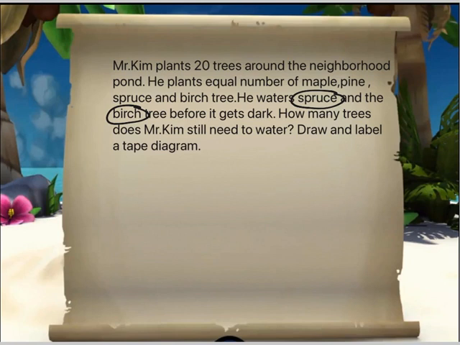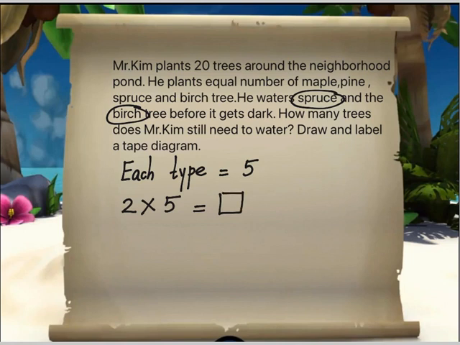So what we have found so far is each type of tree is 5 in number. So each type is 5 in number, and he is watering 2 types of tree, right? The 2 as such, and then times each type has 5 in it. So 2 times 5 equals what? That will be the number sentence, a multiplication number sentence.